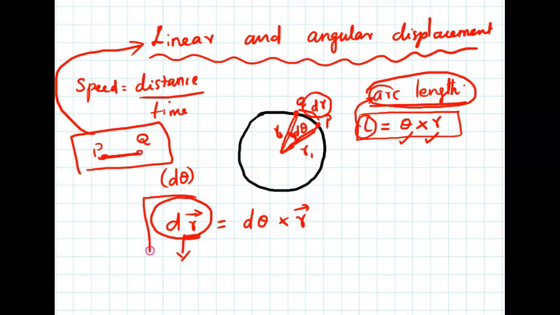If you want to find the linear displacement, you have to multiply the small angle changed by the position vector or the radius vector. So this angular displacement is a vector quantity. So d r vector equals d theta vector cross r vector; this is the vector relation between linear and angular displacement.